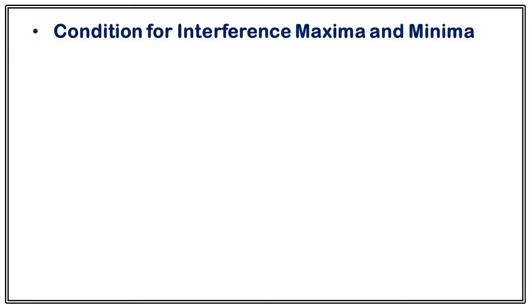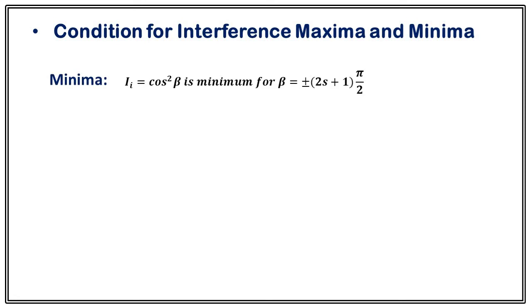Now come to the interference maxima and minima, because we have an interference term too, that is cos square beta. To find the minima, we just need to check the minima of cos square beta. The minimum value will be 0, because this is a square term, and it will be 0 when cos beta equals 0. Cos beta equals 0 means beta has to be an odd multiple of pi by 2. Therefore, we can take beta equals plus minus (2s plus 1) pi by 2, where s is 0, 1, 2, 3, 4, a positive integer.